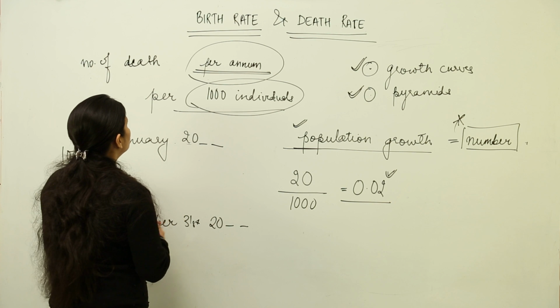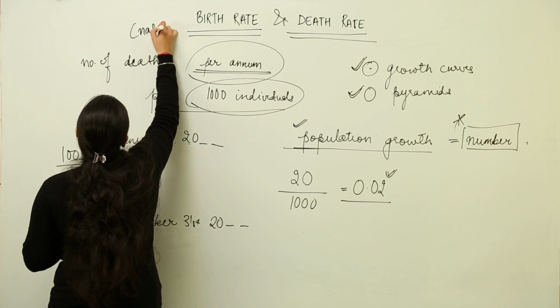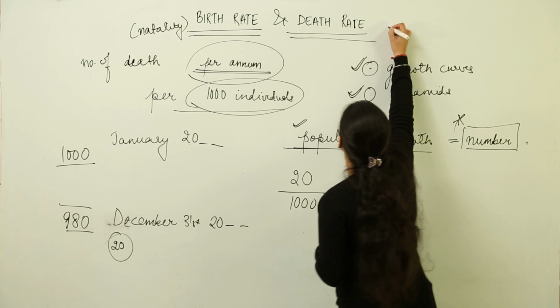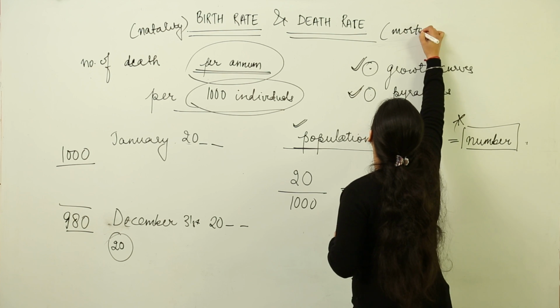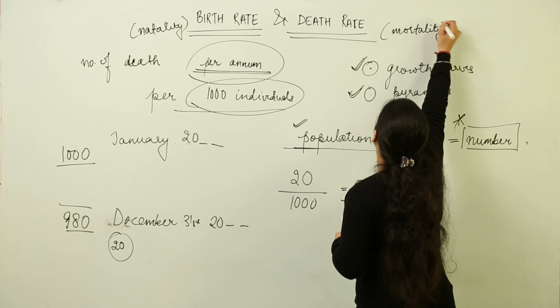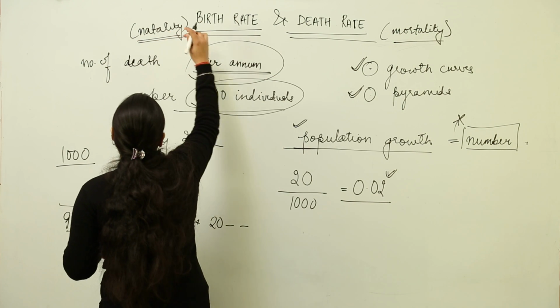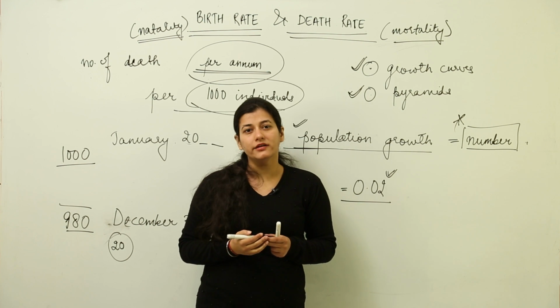Before we wrap up the lesson, just remember two more terms. These are also not new for you. The term natality is used for birth rate and mortality is used for death rate. These are the two terms you must know, and this is the entire understanding of birth rate and death rate.